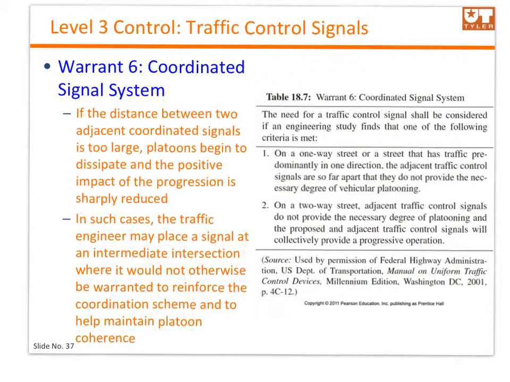Warrant 6 is a coordinated signal system. Basically, this warrant talks about the distances between two adjacent signals. If the distance between two adjacent coordinated signals is too large, then platoons, or the regular traffic movement, begin to dissipate, and the positive impact of the progression is sharply reduced. In such cases, the traffic engineer may place a signal at an intermediate intersection where it wouldn't otherwise be warranted, to reinforce the coordination scheme and help maintain platoon coherence.